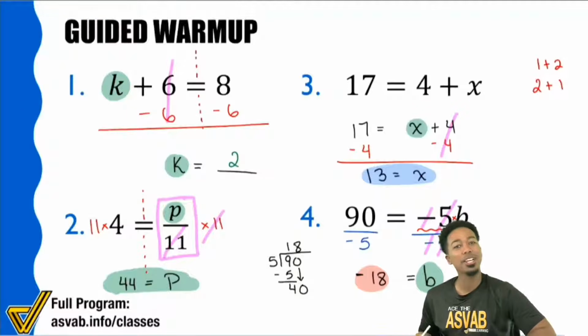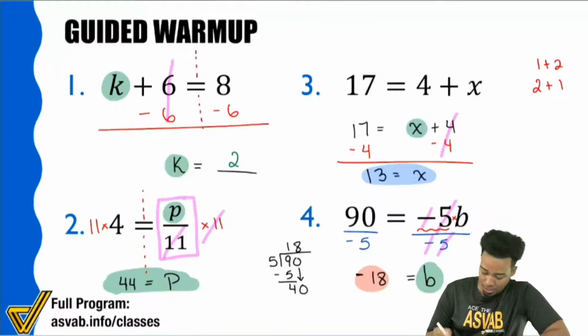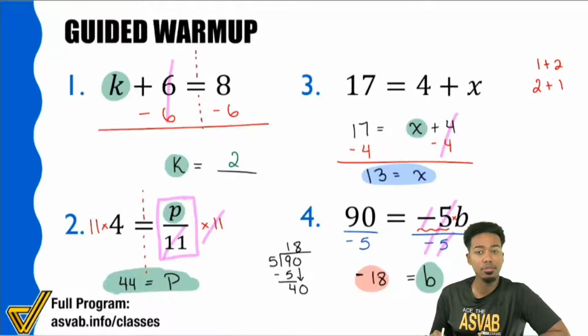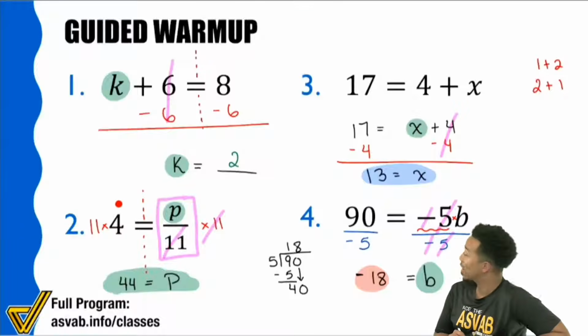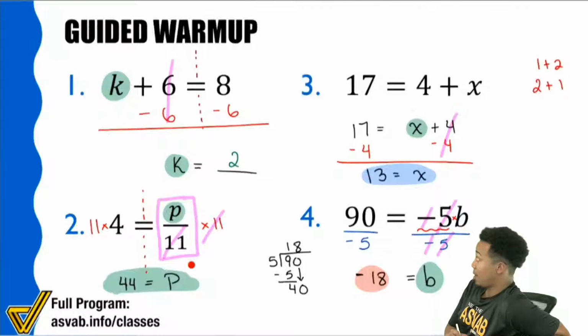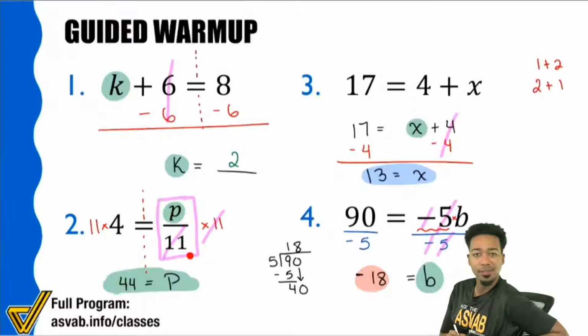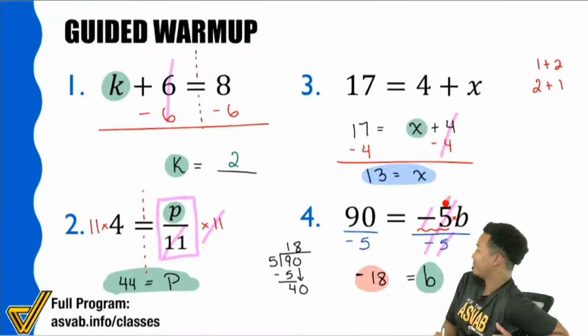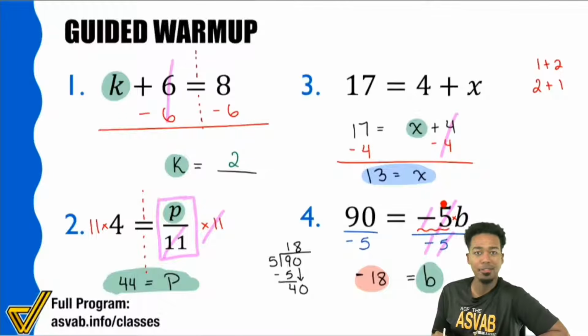So with that said, I want to give you guys a chance to try this out. But again, work backwards and do the same thing to both sides. Here, k plus 6. Subtract 6 from both sides. Here, there's just a 4 with the x. Take the 4 away from both sides. Over here, we've got the variable p divided by 11, multiplied by 11. Do the opposite. And here, we have negative 5 times b. Get rid of it by dividing negative 5 on both sides. Do the same thing to both sides and do the opposite operations.